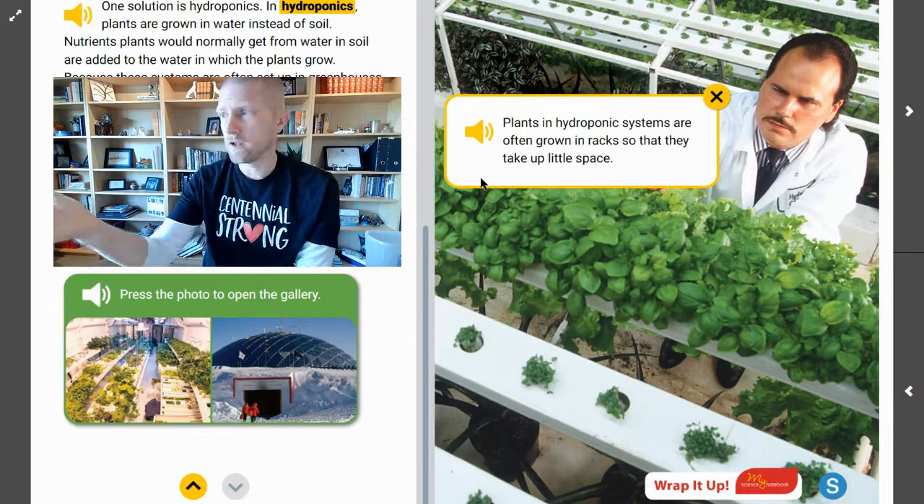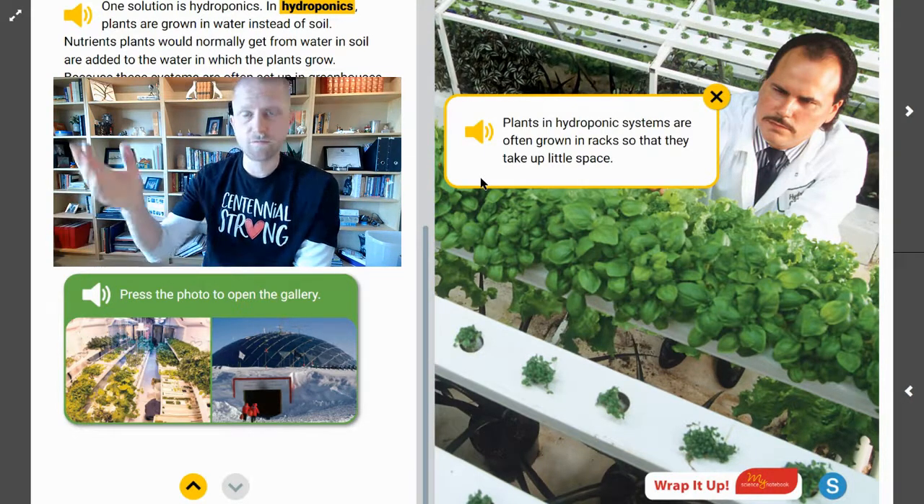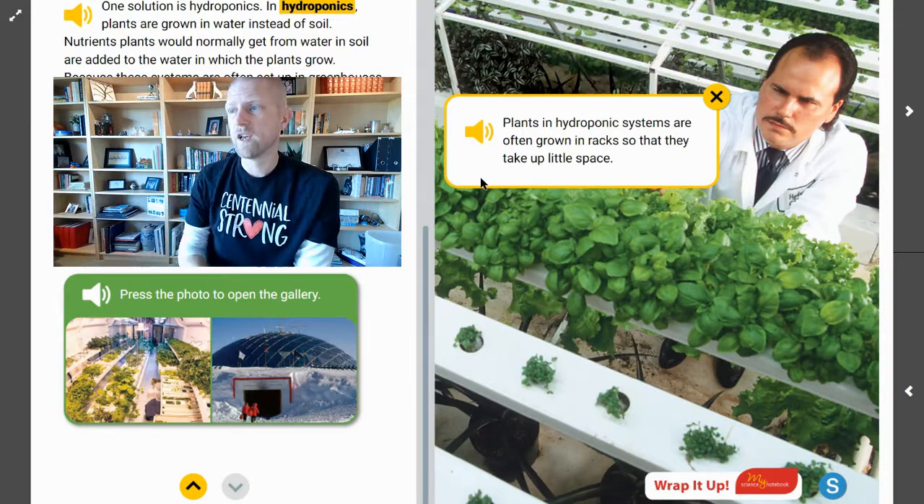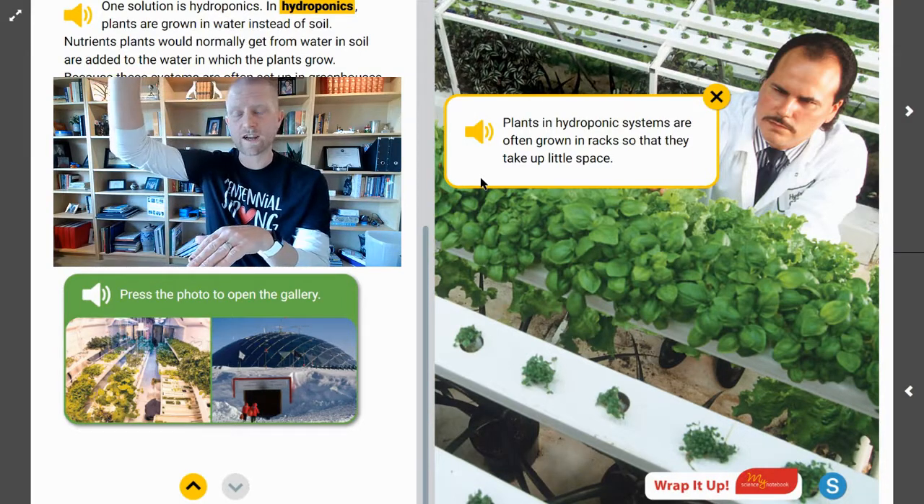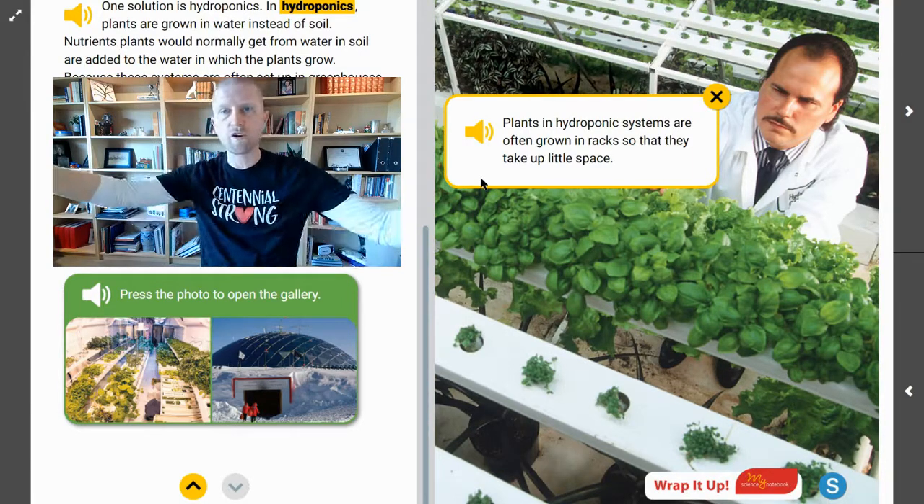So here, this plant scientist, plants in the hydroponic systems are often grown in racks. So they take up little space. The plants are actually able to be grown on top of each other in racks and not spread out over a giant field.